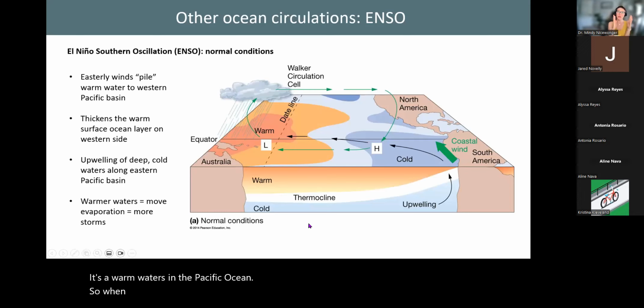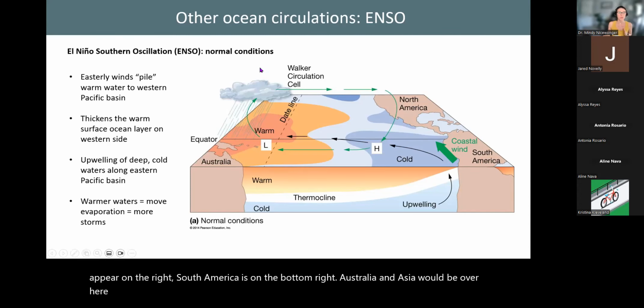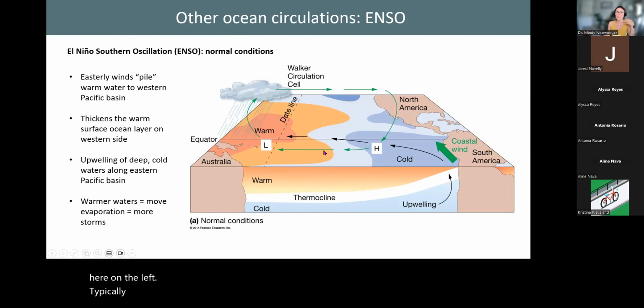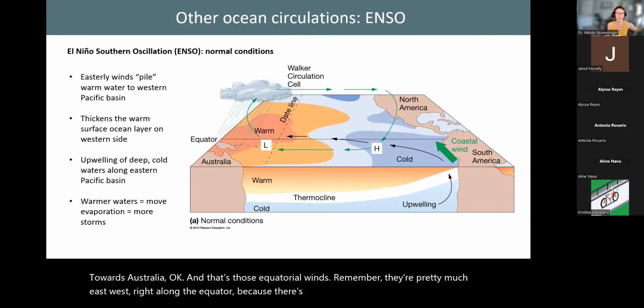So when we focus on our Pacific Ocean, remember here's some reference, North America's up here on the right, South America's on the bottom right, Australia and Asia would be over here on the left. Typically, in normal conditions, normal circulation, we have our easterly winds pushing water towards Australia. And that's those equatorial winds. Remember, they're pretty much east-west, right along the equator, because there's not a lot of Coriolis effect there.